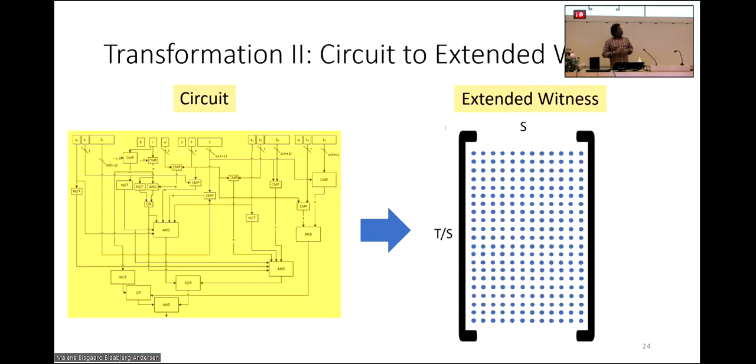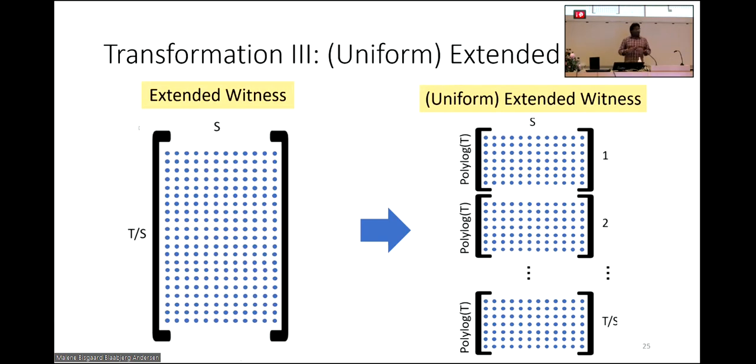Now we're just going to convert the transcript into an extended witness, where we are taking the witness and putting it in a matrix, where the number of rows is order T by S, and the number of columns is order S, because we want the prover space to be order S. Because of the uniformity of the RAM program, we can divide the extended witness into T by S chunks, where each chunk is of size polylog T cross S.